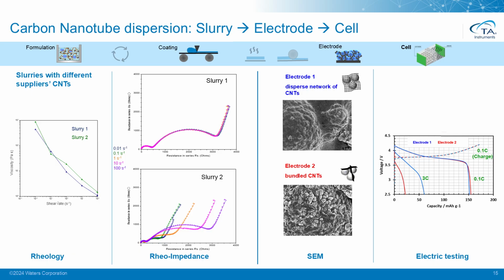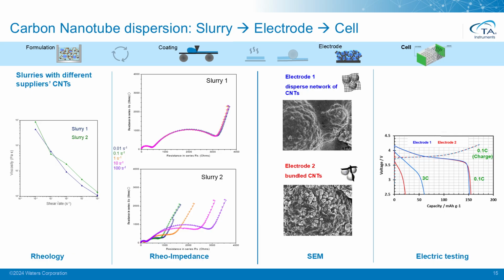But if we look at the dielectric spectroscopy at different shear rates, we can see a completely different behavior between the two slurries. So for slurry 1, there is no effect of the shear rate. No matter if you shear the sample at very low rates of 0.01 inverse seconds or high rates up to 100 inverse seconds, the spectra, or the Nyquist plot, shows no difference in the electrical behavior.